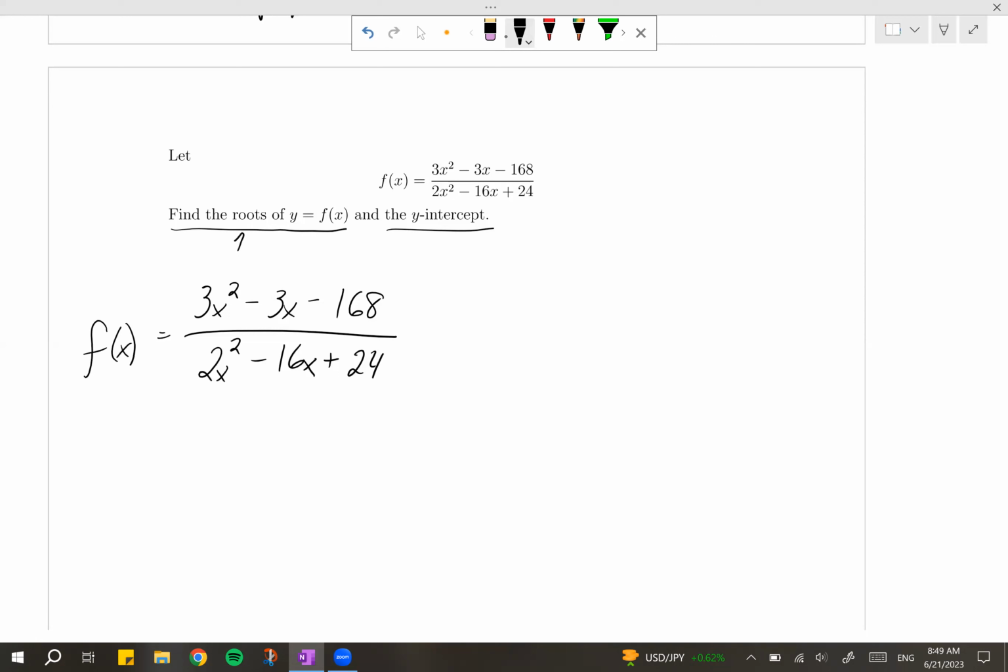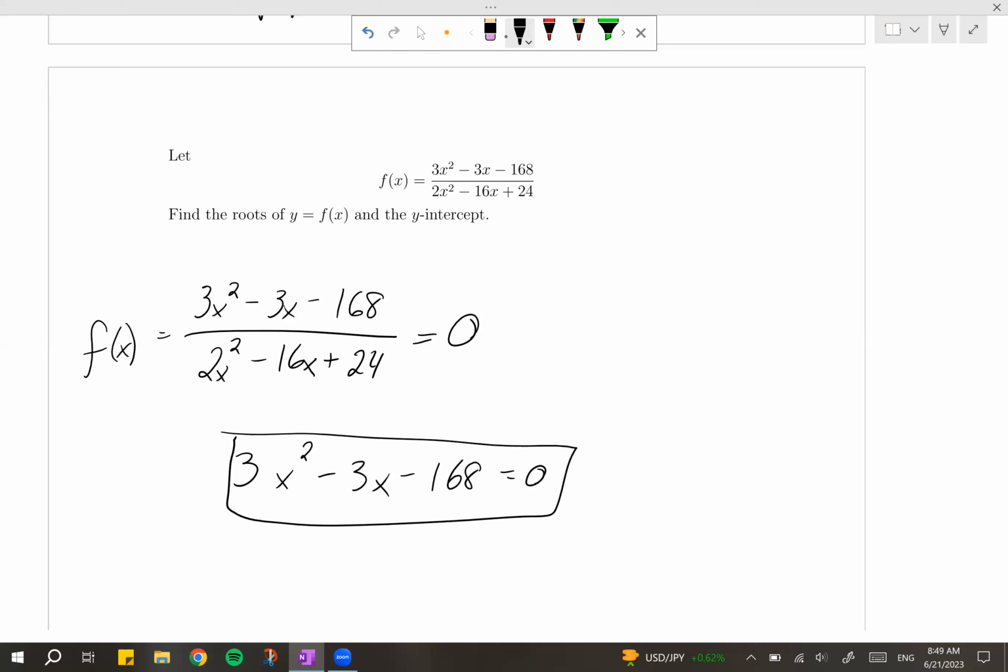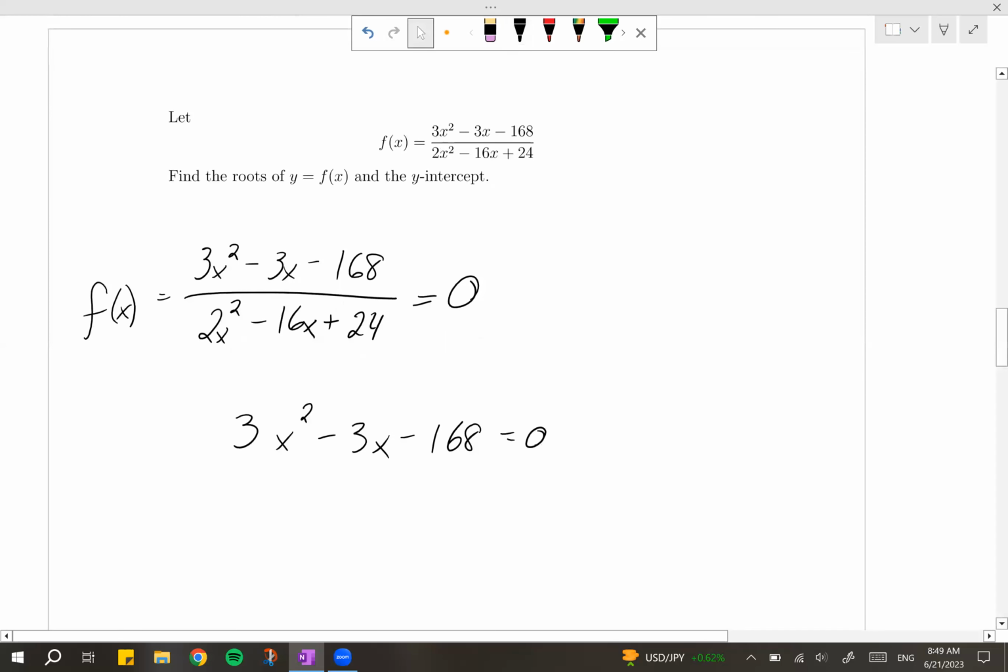If I'm wanting to find the roots of this function, what I need to do is set this equal to 0 and see which x values are going to give me 0. One thing I can tell you is that the denominator isn't going to make anything 0, because we can't divide by 0. The denominator being equal to 0 doesn't tell me what's going to happen with my function, so I only need to look at my numerator: 3x squared minus 3x minus 168 equal to 0. It's only whenever this numerator is equal to 0 that I will have a root.